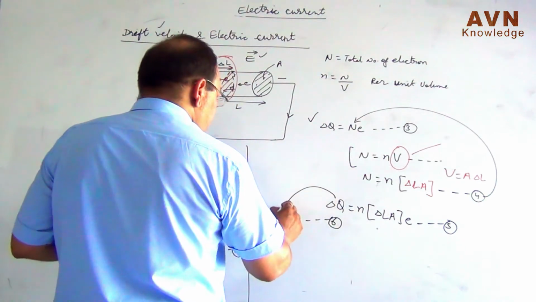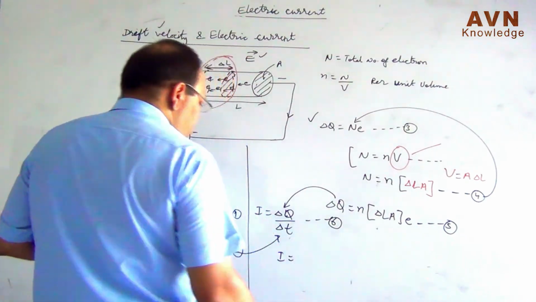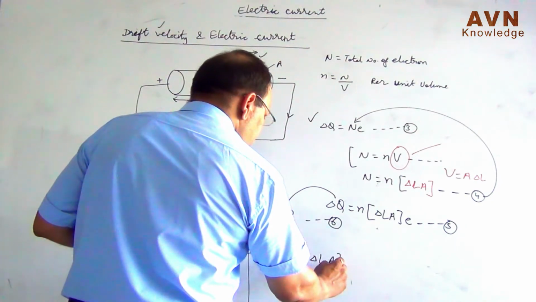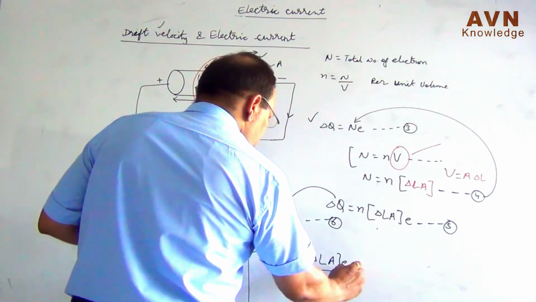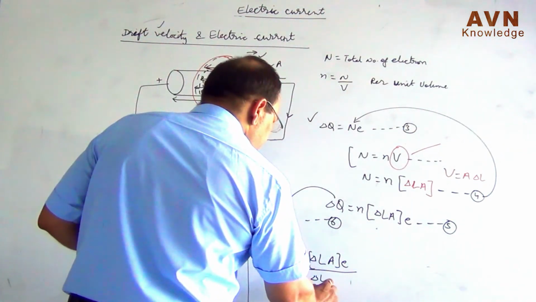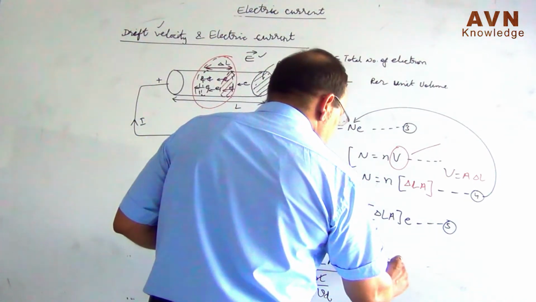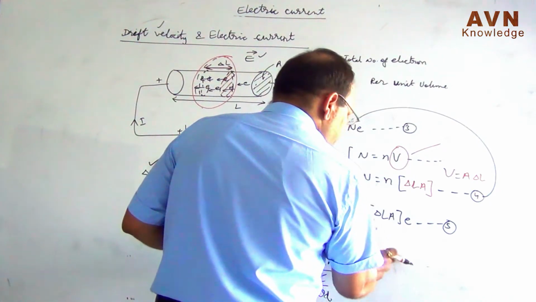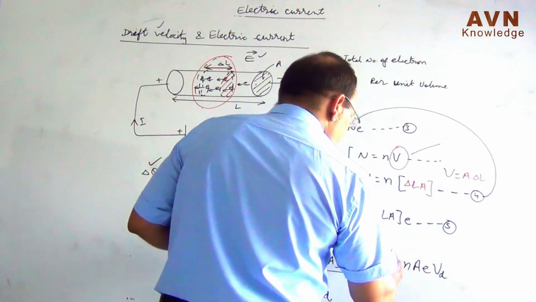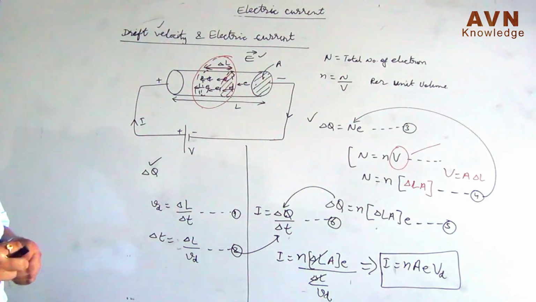Put the value of delta Q in here and delta T from here. Then what will be the value? I equal to, when you put n delta L A e, that is the Q, and what is the delta L? Delta L upon Vd. Delta L and delta L cancel out, and you can say I equal to n A e multiplied by Vd. So this is the relation between current and drift velocity.